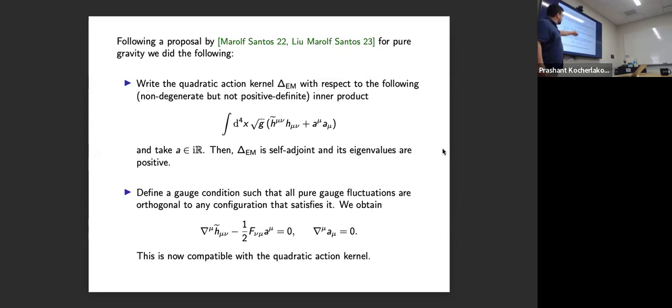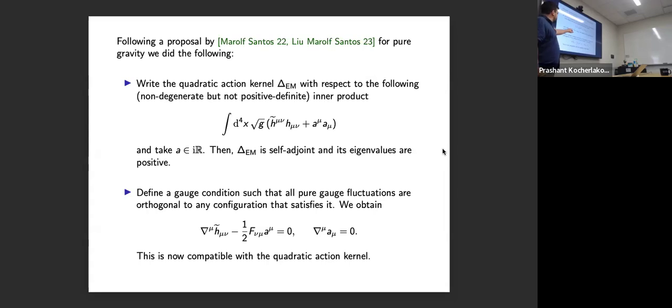If you write the quadratic operator delta with respect to this inner product, the eigenvalues are positive, but some modes have negative norm, so you will rotate them. And that's the way we dealt with the first two problems in the previous slide, because now we just diagonalize this operator and look for the lowest lying modes, and those will be the symmetry changing modes that we're after.